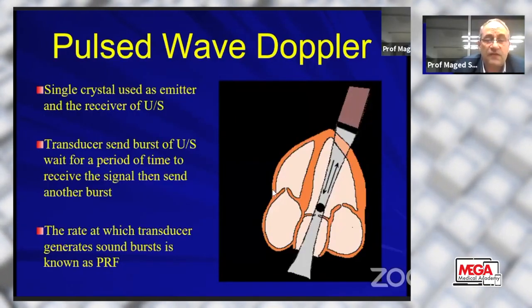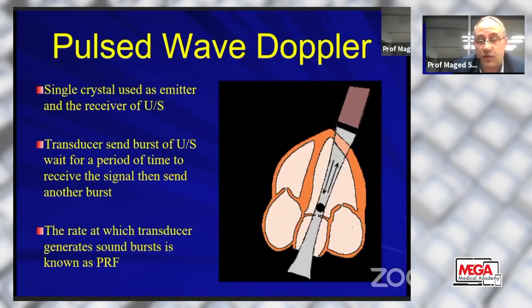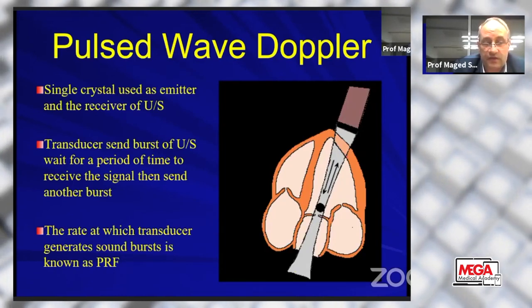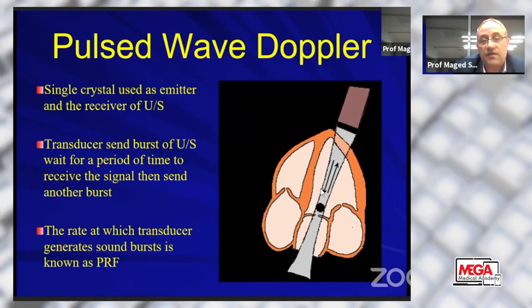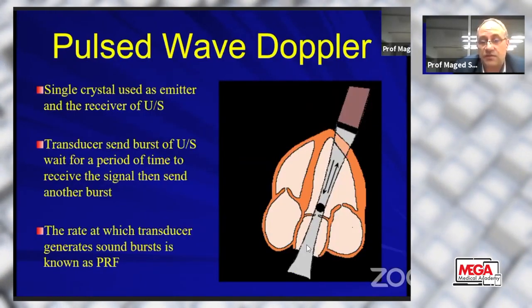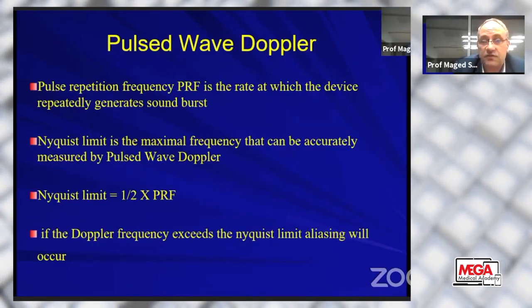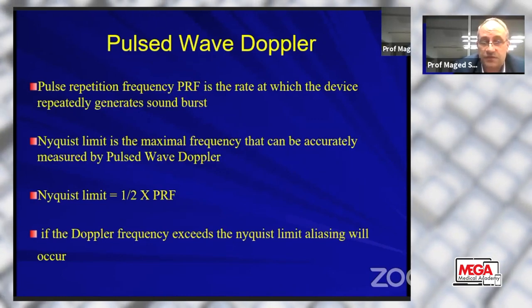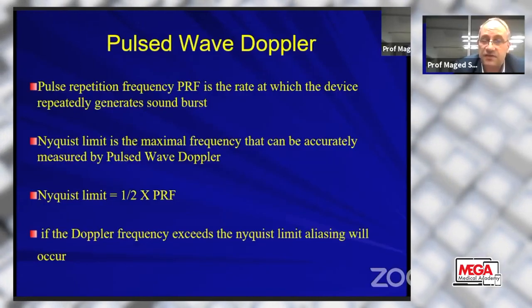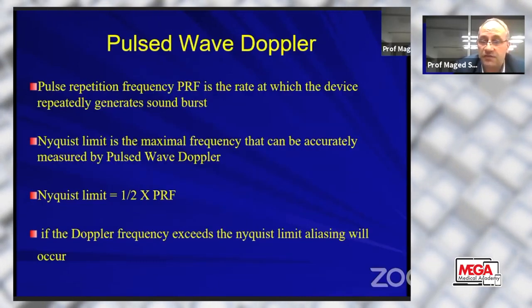So I have a single crystal emitting, waiting, having a specific location, and receiving ultrasound and analyzing it. The rate of emitting sound is known as the pulse repetition frequency. Pulse repetition frequency is the rate at which the device repeatedly generates sound bursts. The Nyquist limit is the maximal frequency that can be accurately measured by pulsed wave Doppler. The Nyquist limit equals half of the pulse repetition frequency.